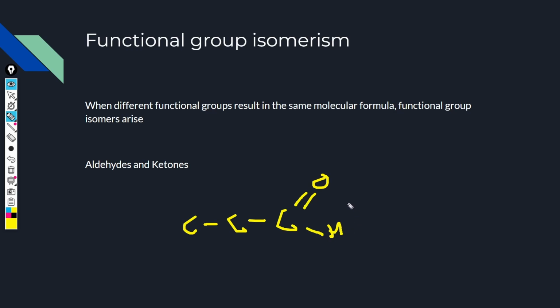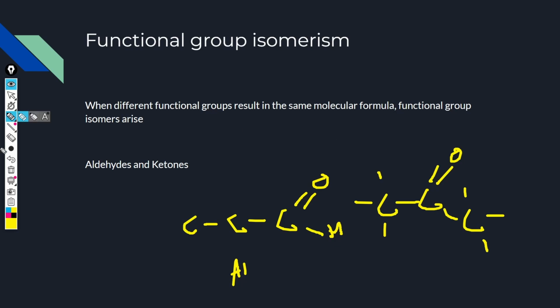Now, however, if we look at it, we can also make a ketone from this. So what is a ketone? It's basically when the carbonyl is in the middle of 2 carbons. So C, C, O, C. And if you check, you'll have the same amount of hydrogens available in total at the end. So this is a functional group isomer, since this over here is an aldehyde and this over here is a ketone, so that's different naming also.